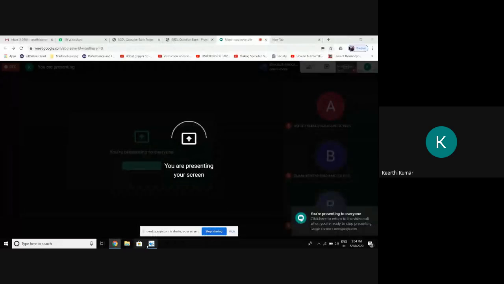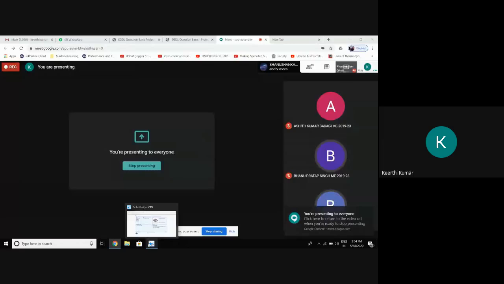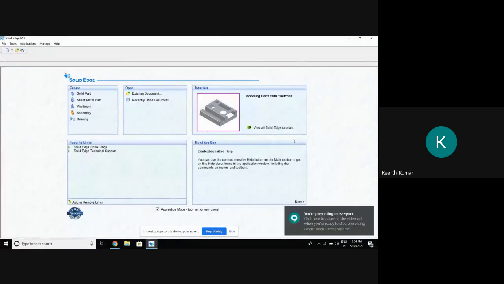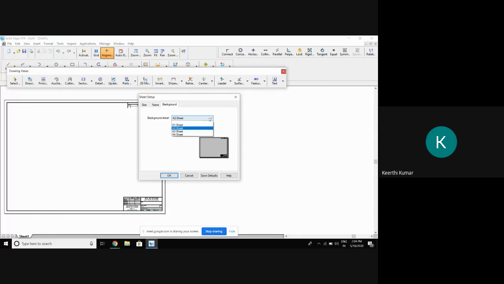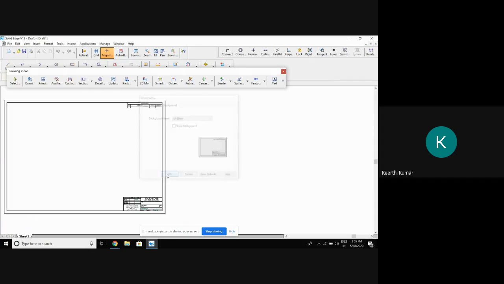Just I'll share the screen now. Can you see the screen? Can you see the shared screen? Yes, sir. Okay, now I opened the Solid software. Can you see? Yes, sir. Okay, drawing. You have to do the manual drawing. So sheet setup and all I'll not explain because that is not required for you now for the internals. Only the procedure I'll explain. I'll concentrate only on the procedure.